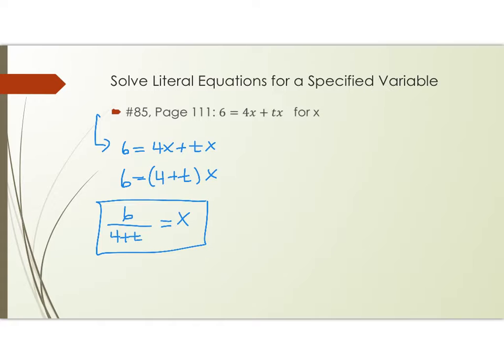So the first step in this particular case is here's the equation, and then we're going to factor out an x from the right side of the equation for those terms, and we get 4 plus t times x is equal to 6. And now we divide both sides of the equation by 4 plus t, so we can isolate x because we're solving for x, and there is our answer there.